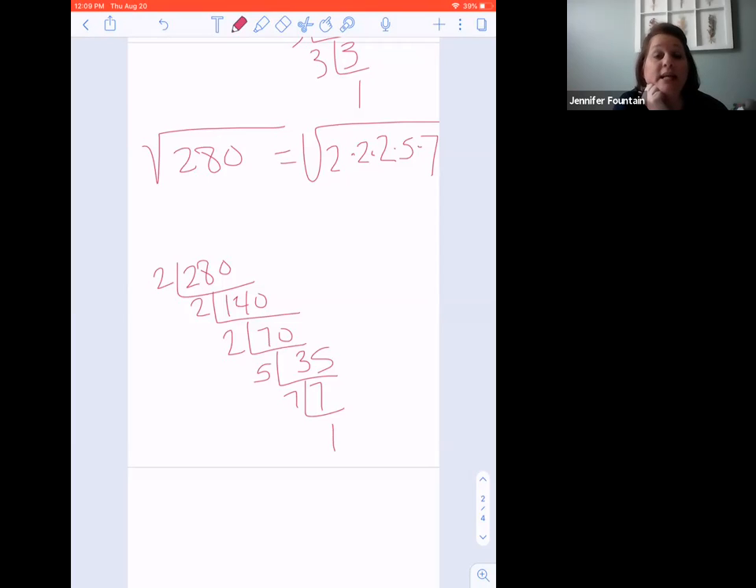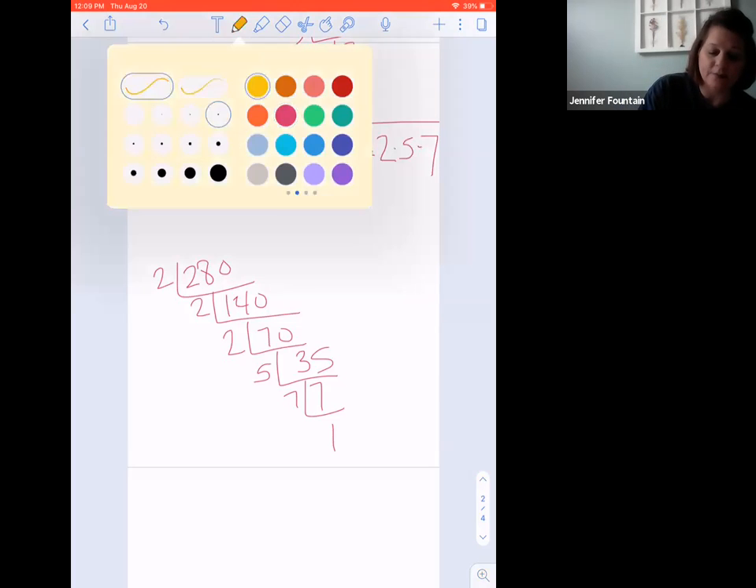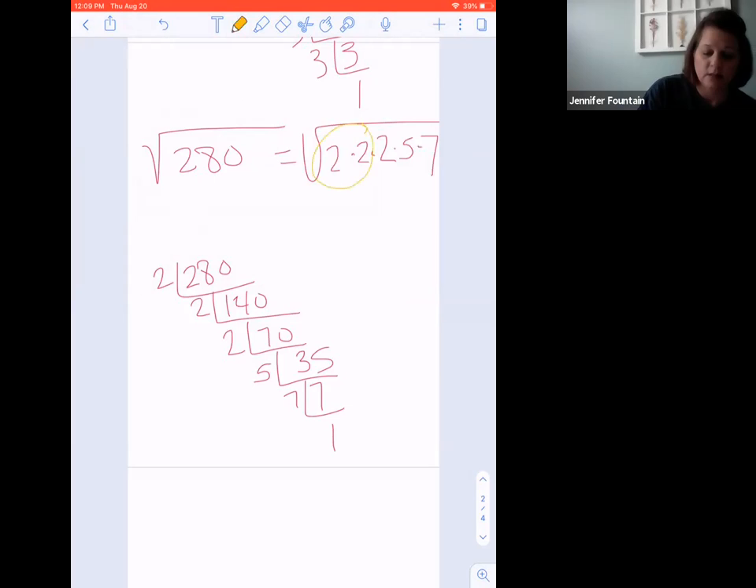All right, my index is 2. So that means I need to have 2 buddies. Those are the only 2 that can buddy. Those are the only ones that can go outside as one whole number 2. So they come outside as a 2, but notice underneath the radical, I have 2 times 5 times 7. None of those can buddy up. So my 2 is the only one.